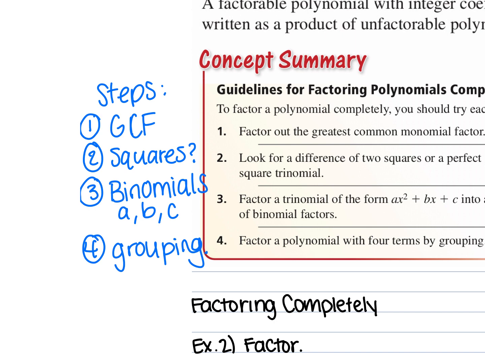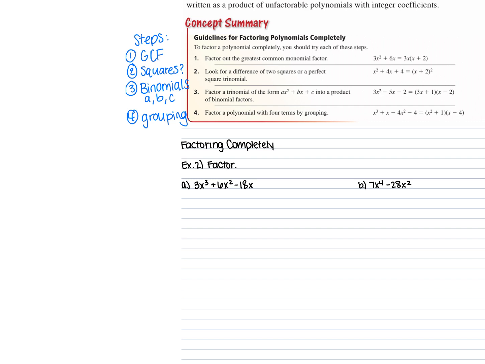Then you want to look for those square shortcuts. Do you remember those? If you can take the square roots of the first and the last terms, that'll help you a lot, because then you can use one of the shortcuts. And if all else fails, do you remember the ABC method? You can factor that way as well. And if there are 4 terms, the only thing to do is to use grouping. So let's take a look at one of these problems.